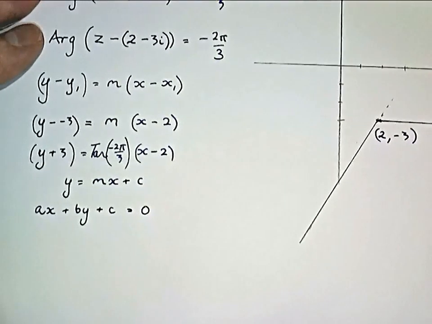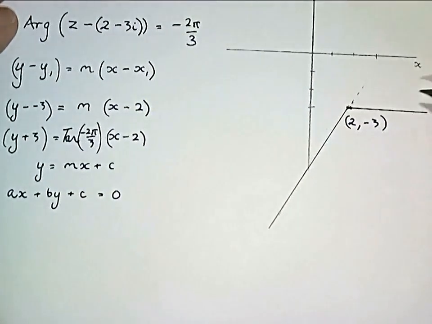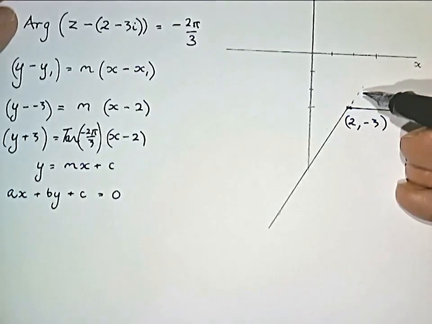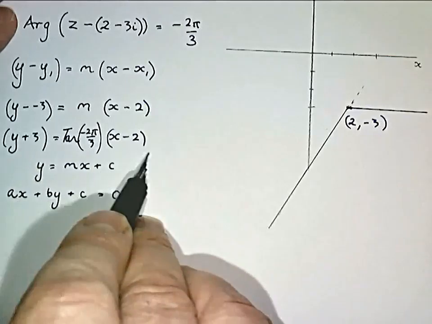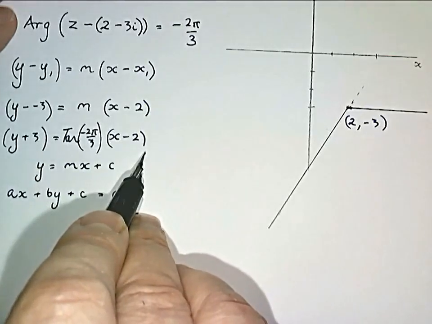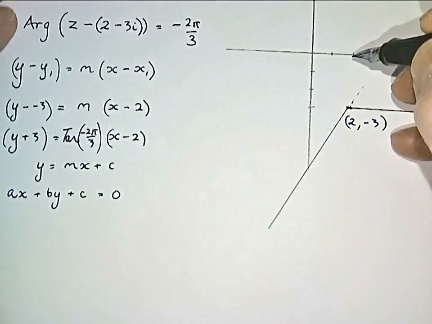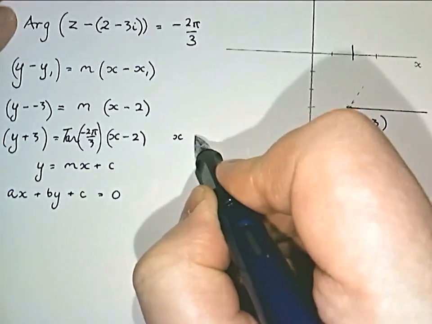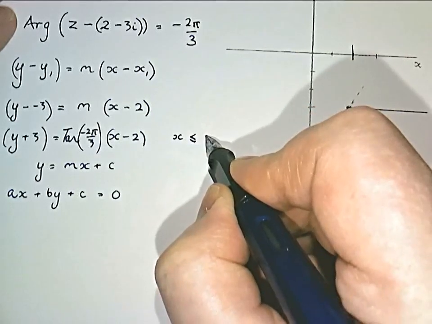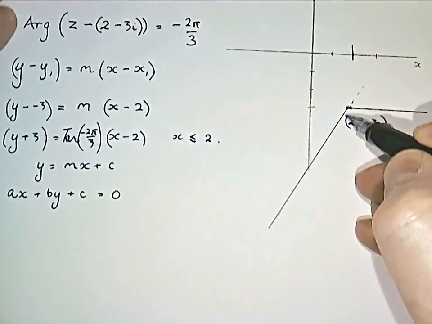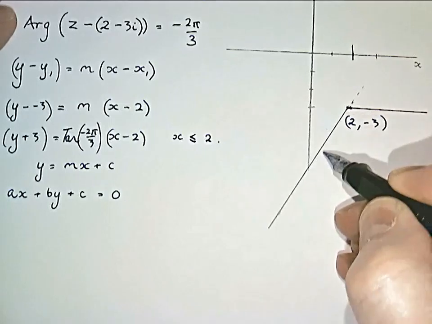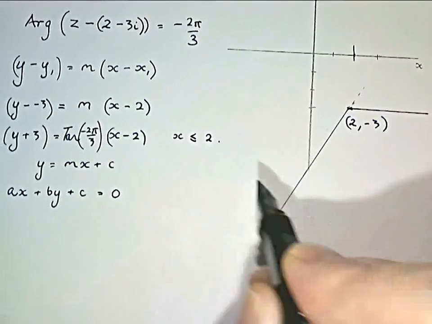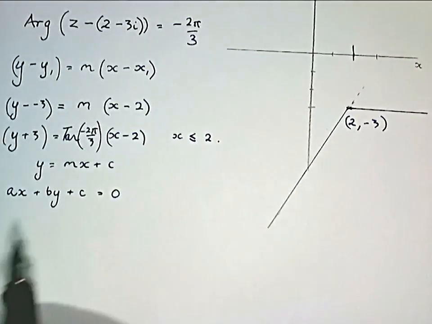But how do we deal with this little issue that we don't want this bit of that straight line, which is implied in this Cartesian equation? Well, it's simple enough. We just have to restrict the domain to x is less than or equal to 2, and that will mean that it's only the half line going in this direction which is now being expressed by this whole equation and inequality.